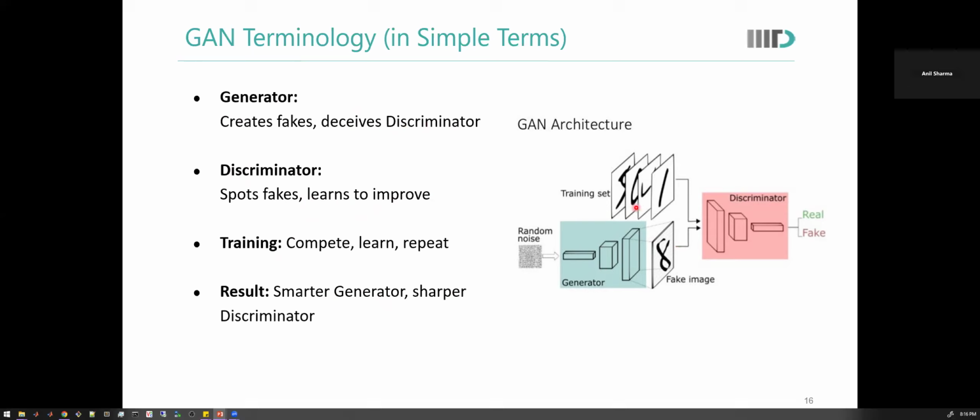If we look at a normal architecture, there is some noise or maybe some parameters that we give as input to the generator, and based on that it generates an image. There is also a training data set which contains the real images, and this is the generated image. Sometimes we give the fake image as input, sometimes we give the real image as input, and then the discriminator says whether it's real or fake.